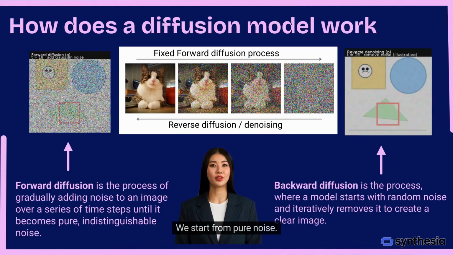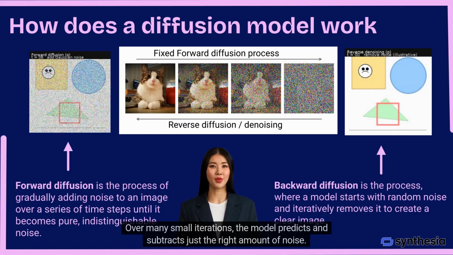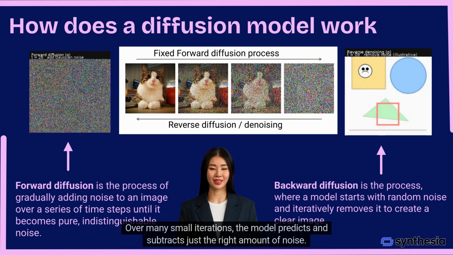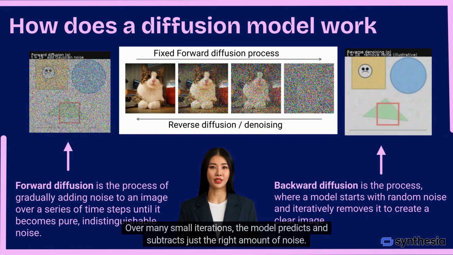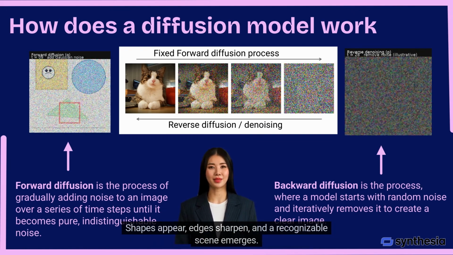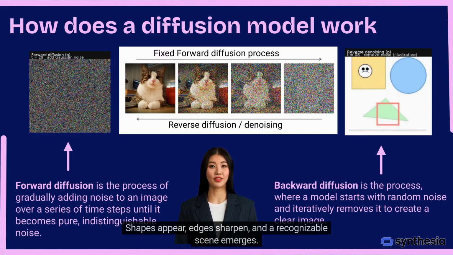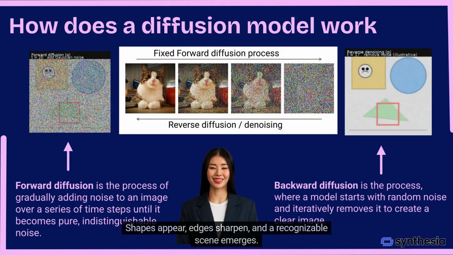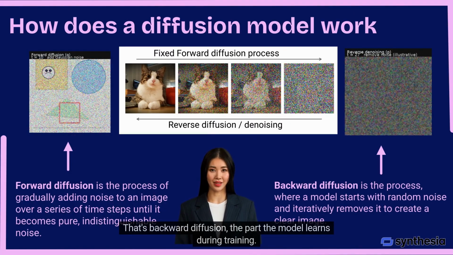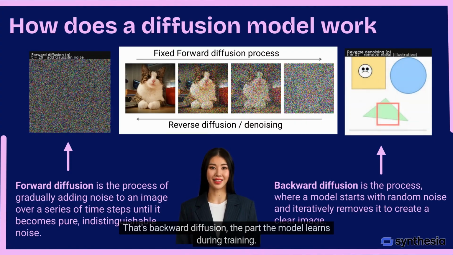We start from pure noise. Over many small iterations, the model predicts and subtracts just the right amount of noise. Shapes appear, edges sharpen, and a recognizable scene emerges. That's backward diffusion, the part the model learns during training.